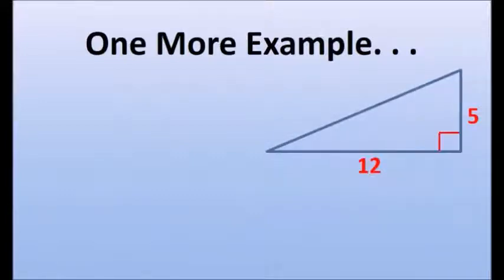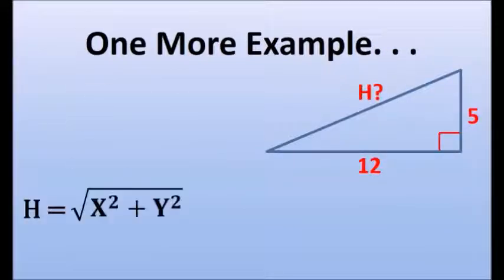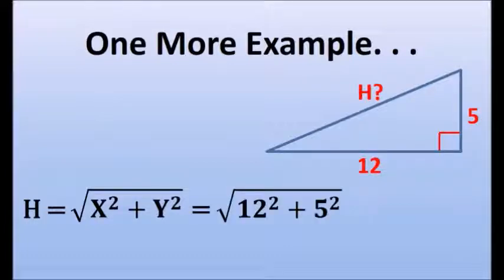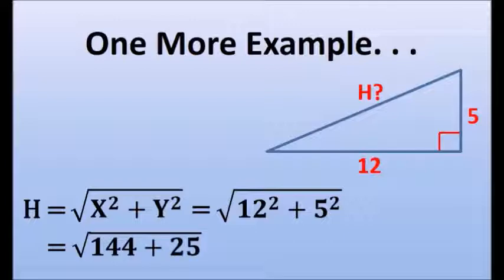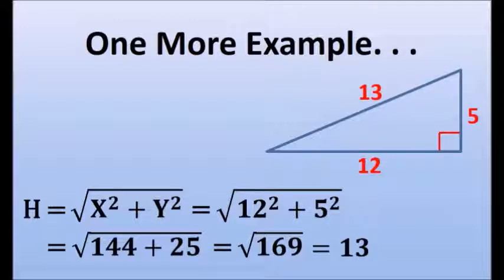Now, let's try one more example using this new equation. Let's say that this is another right triangle and we want to find the length of its hypotenuse. We start off with our new equation and then plug in 12 for x and 5 for y, like this. Then, knowing that 12 squared is 144 and 5 squared is 25, we add 144 and 25 to get 169. Finally, we determine that the square root of 169 is 13, since 13 squared is 169. Therefore, the hypotenuse of this triangle is 13.